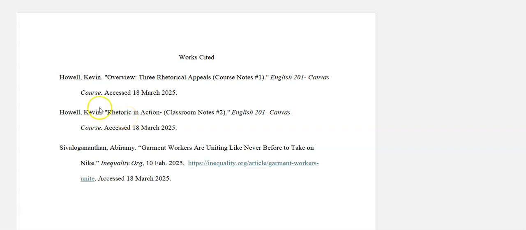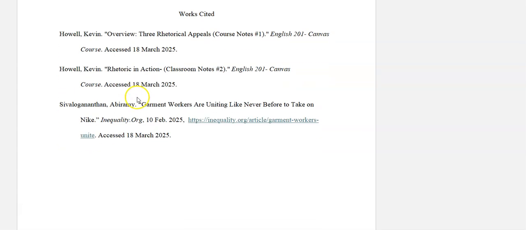So take a look. Howell Kevin overview, she put it in quotes as a title. English 201 Canvas course. That's the container. So the container, or the large holder, will always be in italics. This will make more sense to you. So the writing here, the rhetorical appeals, were found inside the Canvas course. So this will be in italics, this will be in quotes.